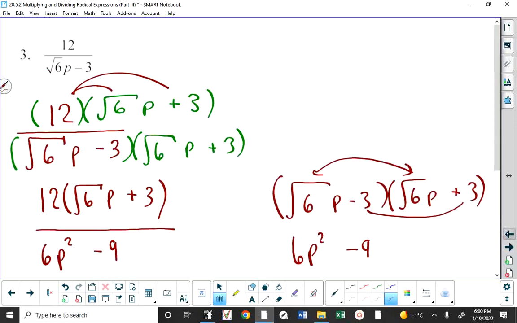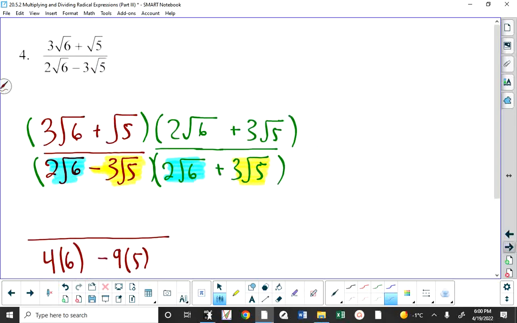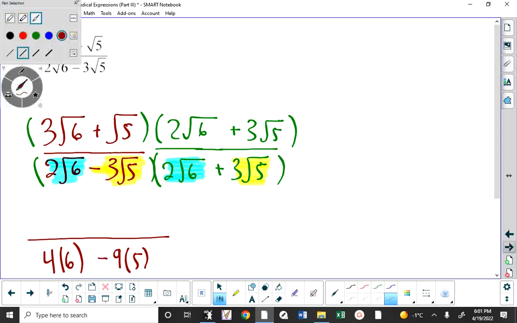When I go back and look at what I told you about leaving this 12 where it is, only do that if it's a number. But if you're dealing with something like on the top here, 3 root 6 plus root 5 times 2 root 6 plus 3 root 5, you need to FOIL it out. I'm going to run out of highlighting colors here, so I'm going to move some things around. First will be the product of these two.